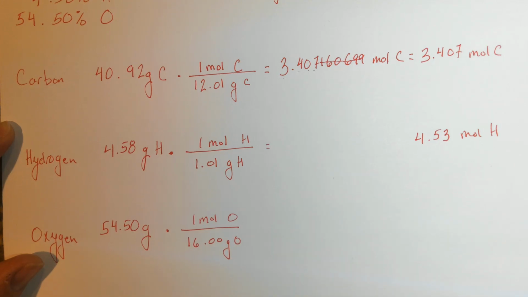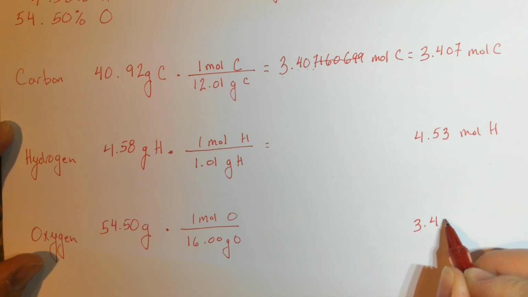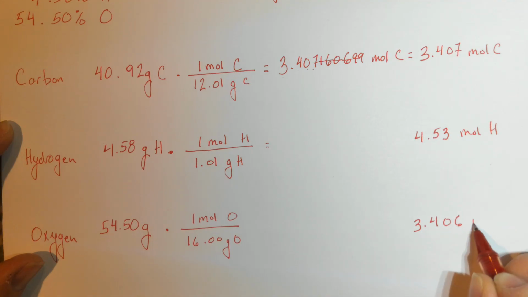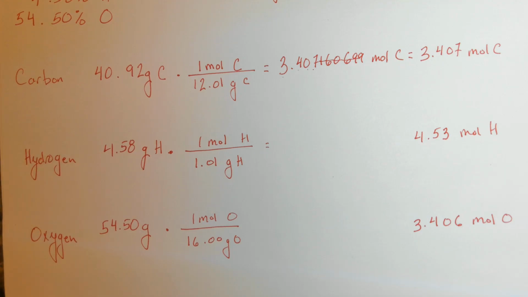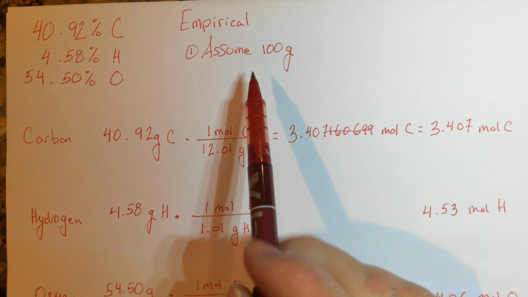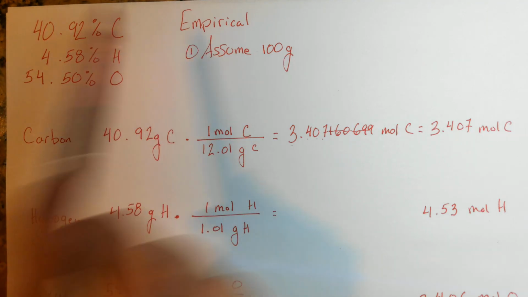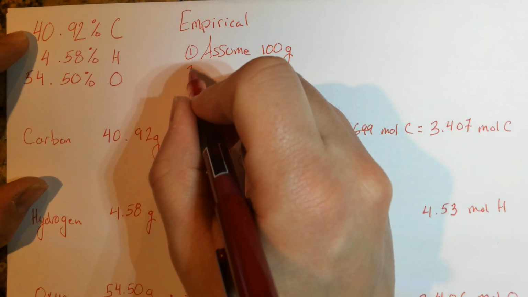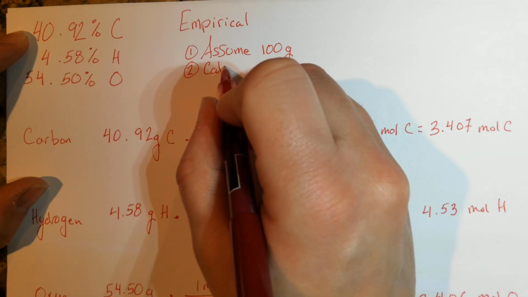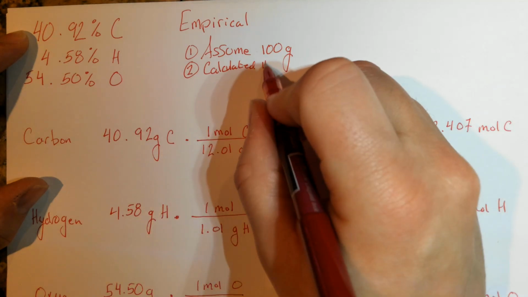And here, 54.50 divided by 16.00 gives us 3.406 moles of oxygen. All right, so what did we do? We assumed 100 grams, which gave us really nice numbers here directly from our percentages. Then we calculated the number of moles.